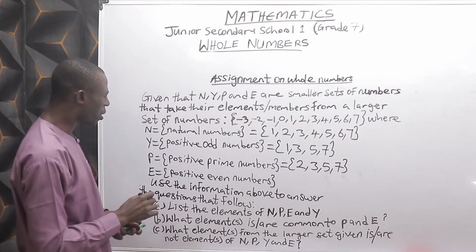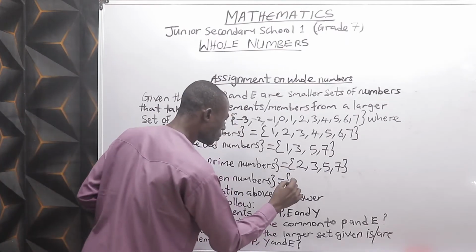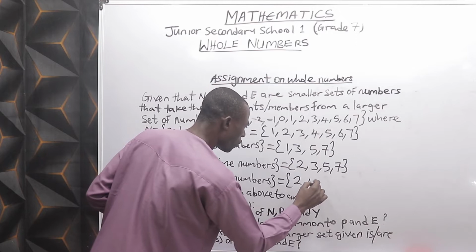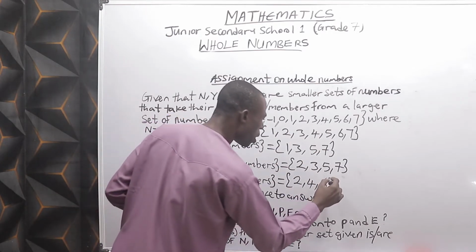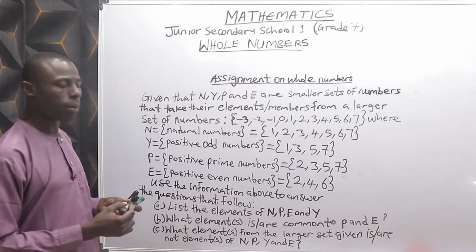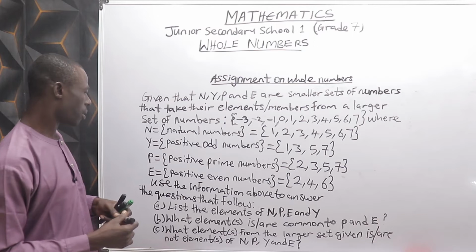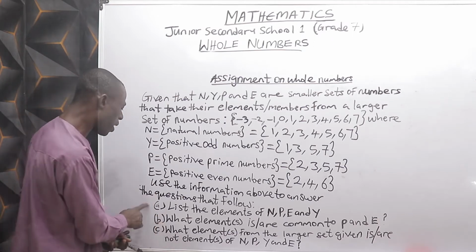E is positive even numbers, and that is 2, 4, 6. The next one should be 8, but it will not be obtainable from the larger set given above, so we stop at 6. That is the answer to question A.